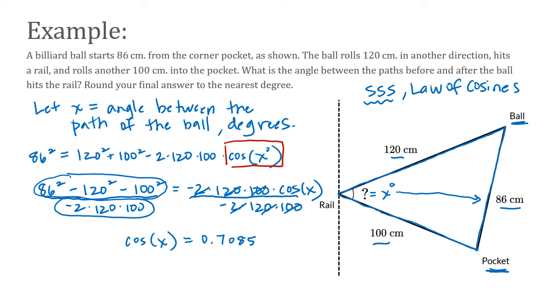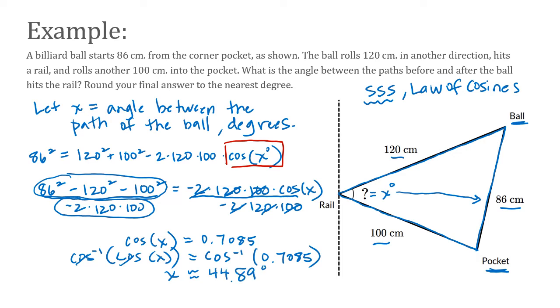So now I need to take the inverse of each side, and I'm writing it out. So cosine inverse of 0.7085. Don't get lazy in how you write this. You want to make sure that your notation is good. And the inverse undoes the cosine, and I'm left with x being approximately 44.89, and that's in degrees.